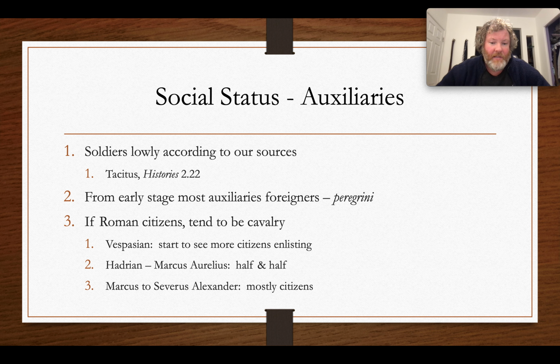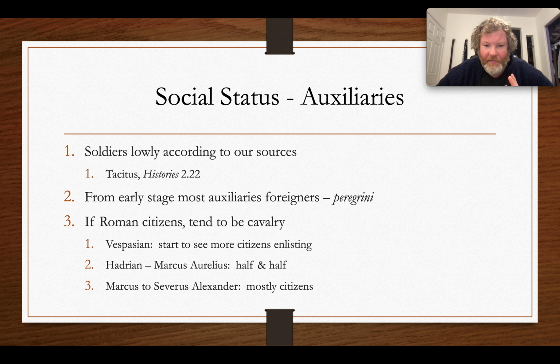As far as their social status goes, and I'll come back to this, the last point for this video: overall, soldiers tend to be seen slightly lower in our sources. It continues through most of the 1st and 2nd century. And it's not surprising this applies to auxiliaries, many of whom were foreigners or non-Romans, peregrini. So they weren't eligible to serve in the legions, but they could be auxiliaries. If there were Roman citizens, they tend to be cavalry.